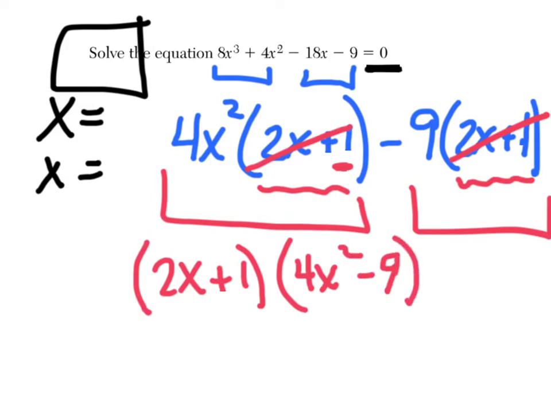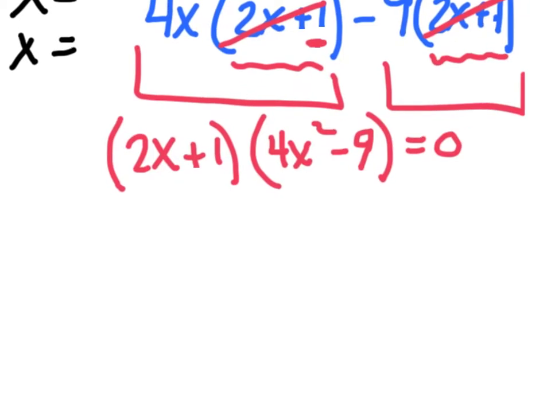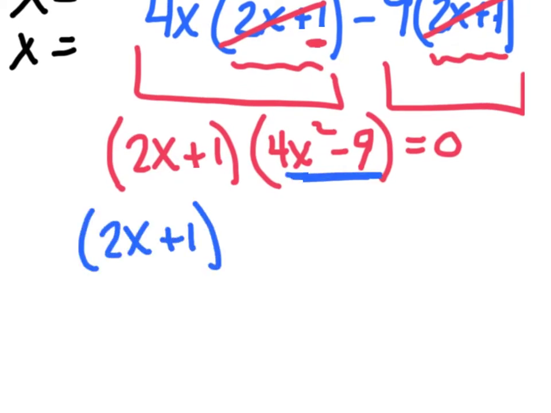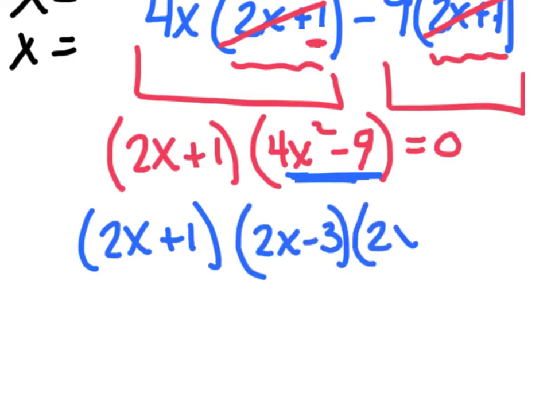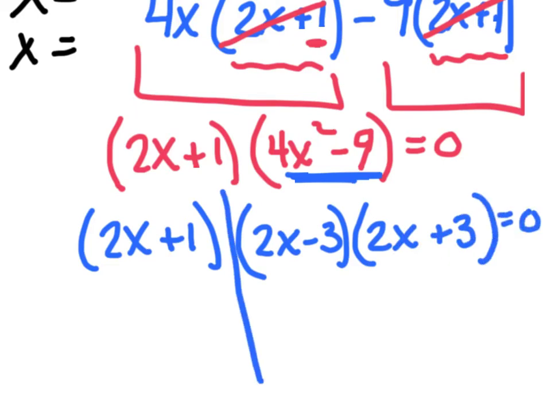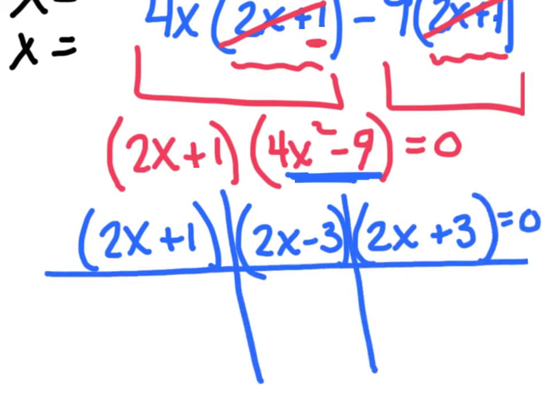Now again, before I solve, and this is still equal to 0, I want to make sure I'm factored completely. So I've got 2x plus 1. Again, this can get factored again. We have difference of two squares. 2x minus 3 and 2x plus 3 equals 0. Now I can officially tee it up between all those pieces that are being multiplied and set each piece equal to 0.